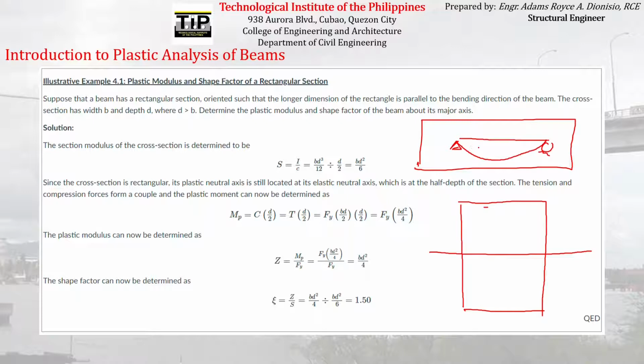Sabi niya yung longer dimension daw is parallel to this bending direction. So paano yung orientation ng beam mo? Pag ganyan, patayo, di ba? Kasi yung papel, pag tinignan mo siya dito, parang nakatayo siya. Nakatayo siya. So parallel siya doon sa longer dimension ng rectangle. Okay?